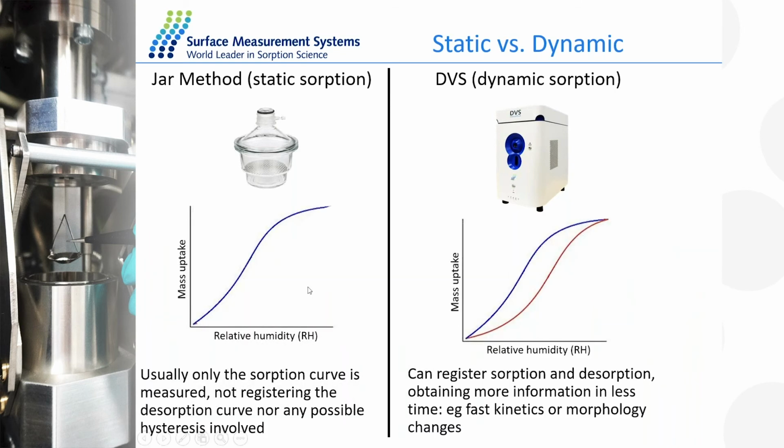With the jar method, we are only able to obtain information about the sorption curve, and it's not possible to actually measure any desorption characteristics. However, in the DVS, we can measure sorption and desorption and obtain more information, especially with regards to the hysteresis gap between the isotherms, between the sorption curves, and we can understand the kinetics and morphology changes much better with the system.